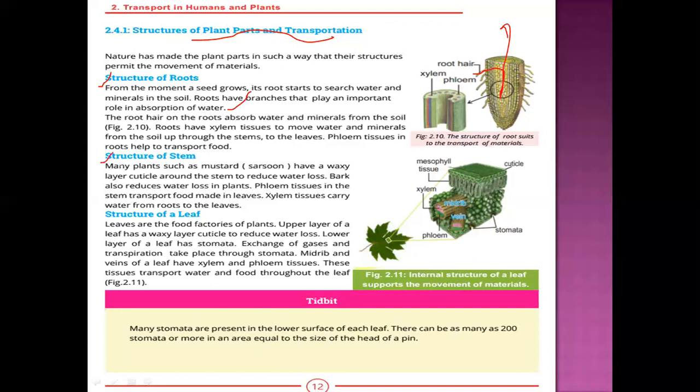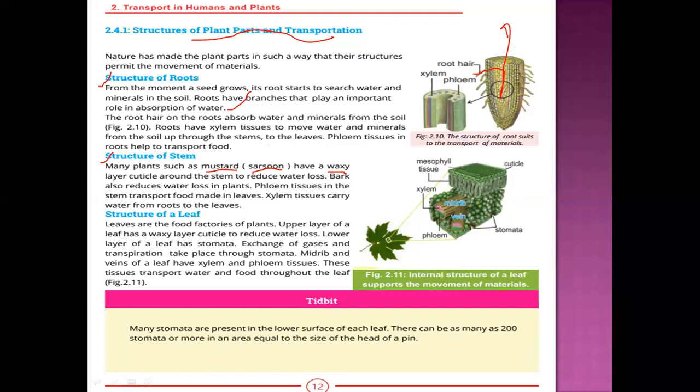Structure of stem. Many plants such as mustard, a plant of which we eat its leaves, as well as it produces seeds, and its seeds are used to make mustard oil. Maybe in social studies you have studied about this mustard oil, and we use it for cooking and some other beauty purposes as well. That is called sarson in Urdu. Plants have a waxy layer, cuticle, around the stem to reduce water loss.